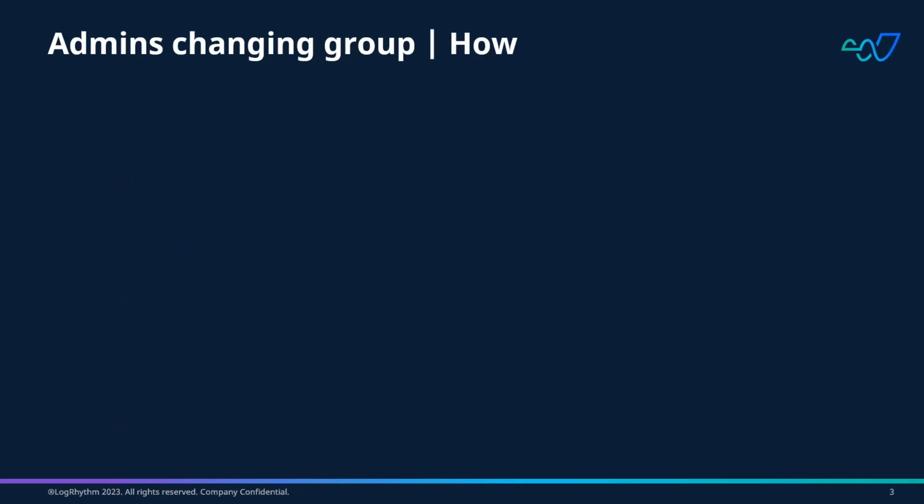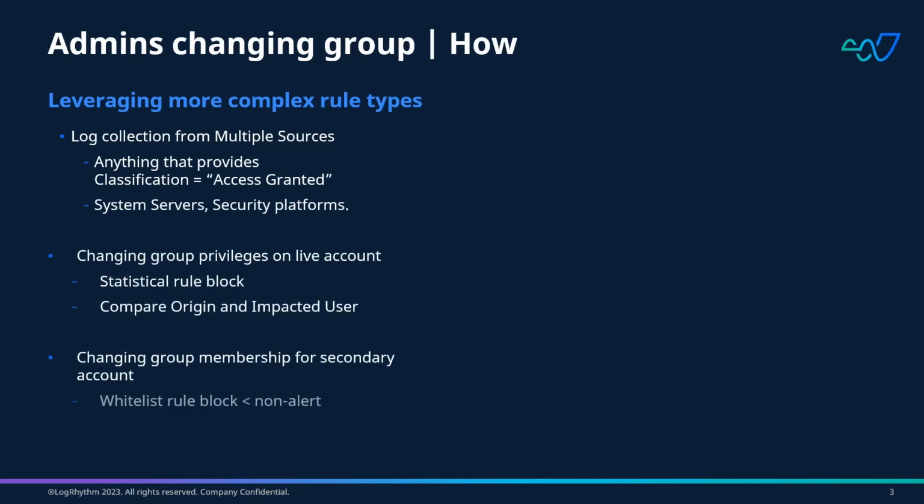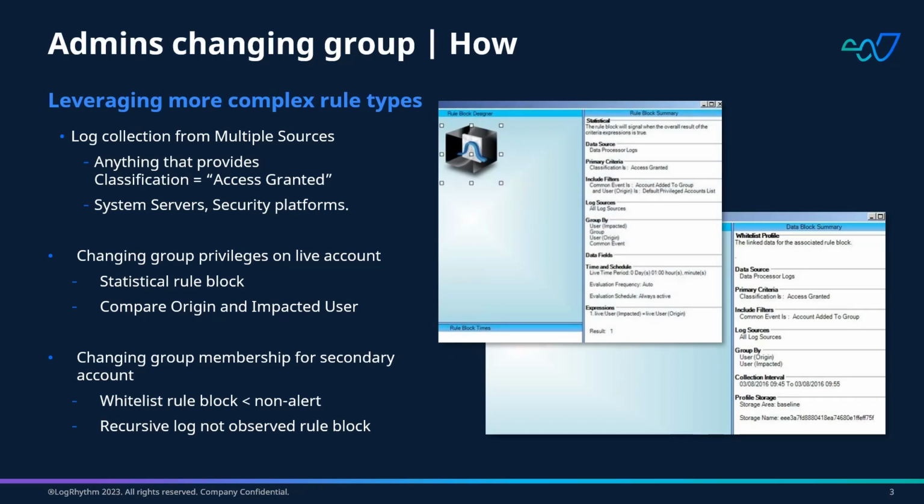Two challenges were thrown at our teams for this. The first, how can we detect instances where an administrator changes the group membership of the admin account they're logged in with? For this, we use a simple statistical rule block that compares the origin user and the impacted user of all group additions, alerting us when they match.